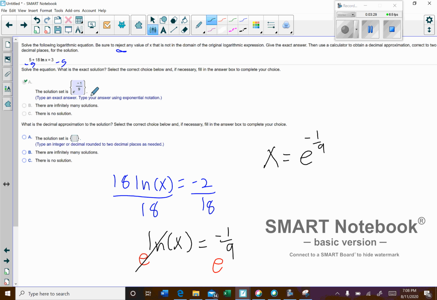What they want you to do is go ahead and go a little bit further on this. They're going to want you to take the reciprocal and put it as 1 over e to the 1/9. And then they're actually going to want you to convert that to radical form. So it's going to be 1 over the 9th root of e. So that would be your exact answer right there. That's your exact answer.